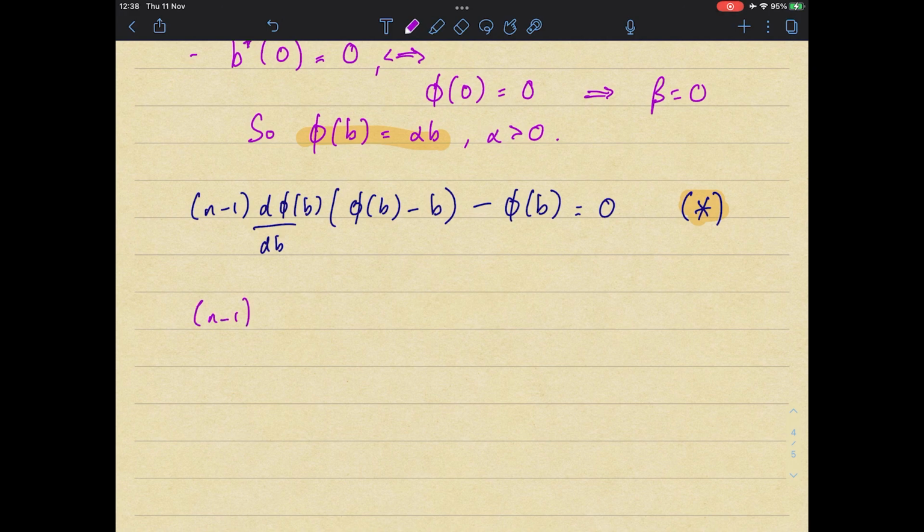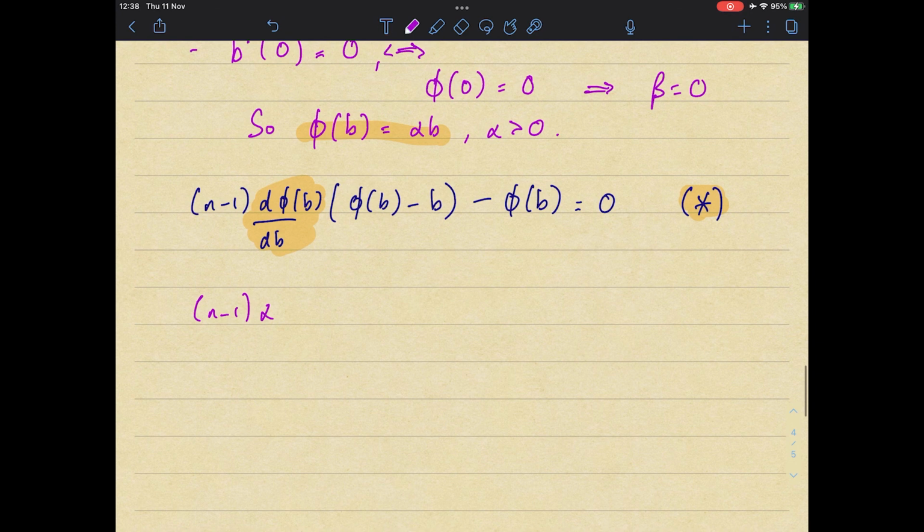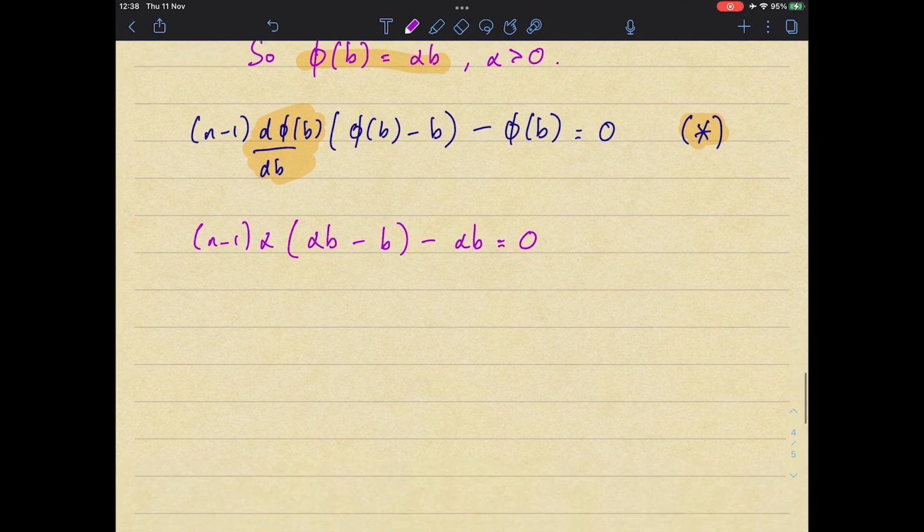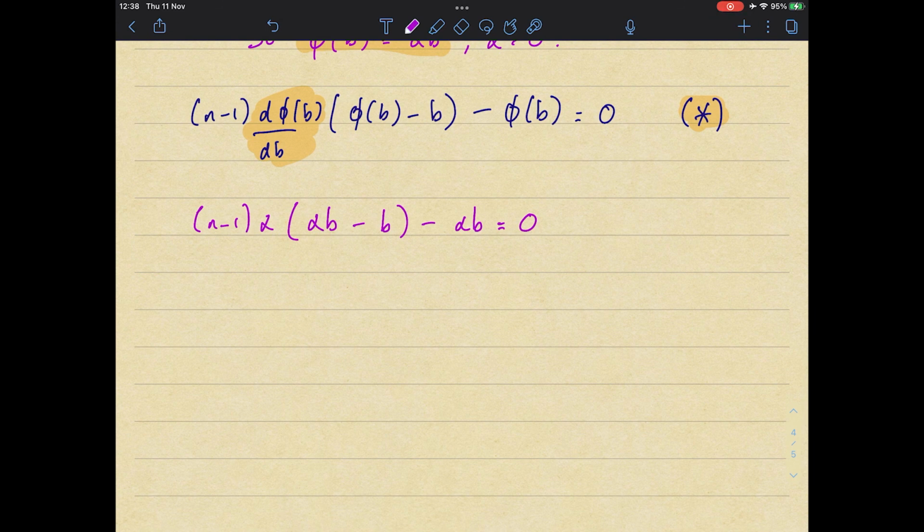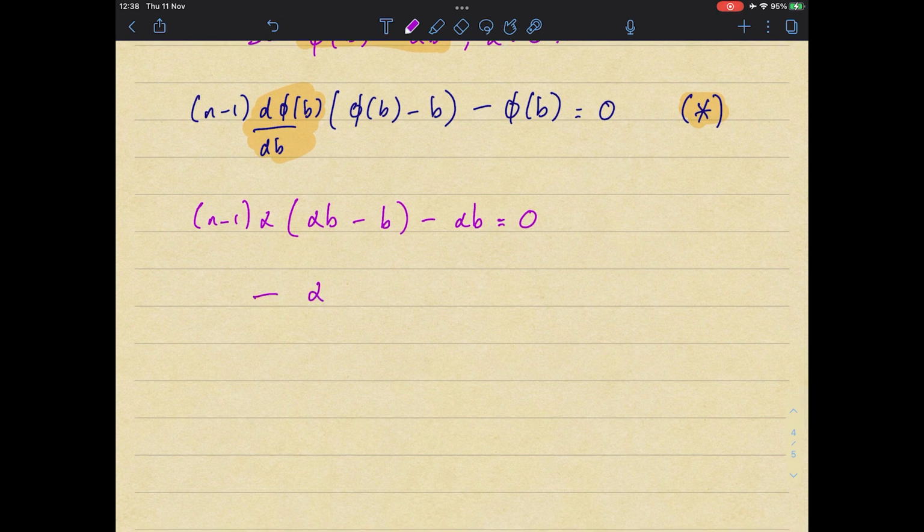So let's do that. We get n minus 1. This derivative term here would just be alpha, right? The derivative of alpha b with respect to b. Then alpha b minus alpha times b equals 0. And if we rearrange this, I won't go through all the steps because it's simple, what we would get is that this is equivalent to alpha equals n over n minus 1, which is a positive constant. So we're good. We've solved the differential equation.